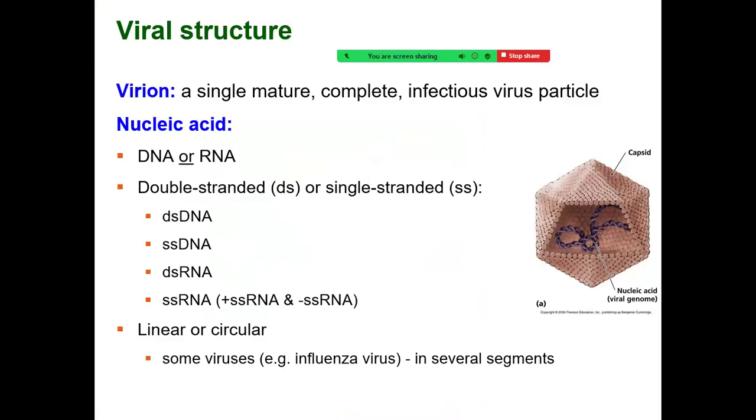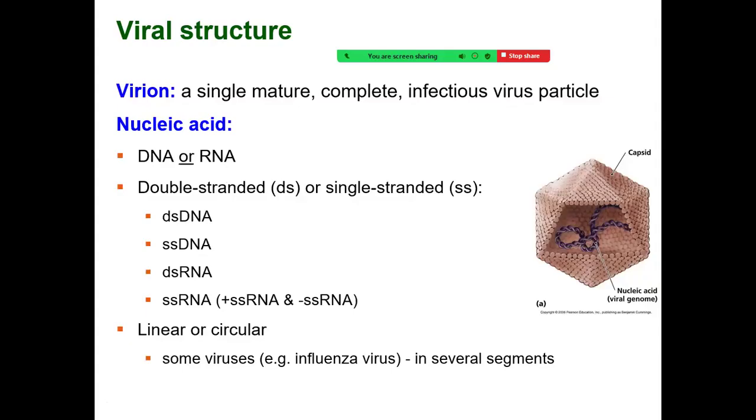All right, when we're talking about virus structure, you should realize that a virion is a single mature complete virus, and it's an infectious virus particle. So usually when we're talking about a virus, we will say the virus has infected a cell, and then it makes new virions, new viruses. Viruses can have nucleic acid as their genome, but that genome can be DNA or RNA. It is never both, DNA and RNA. It is either DNA or RNA.